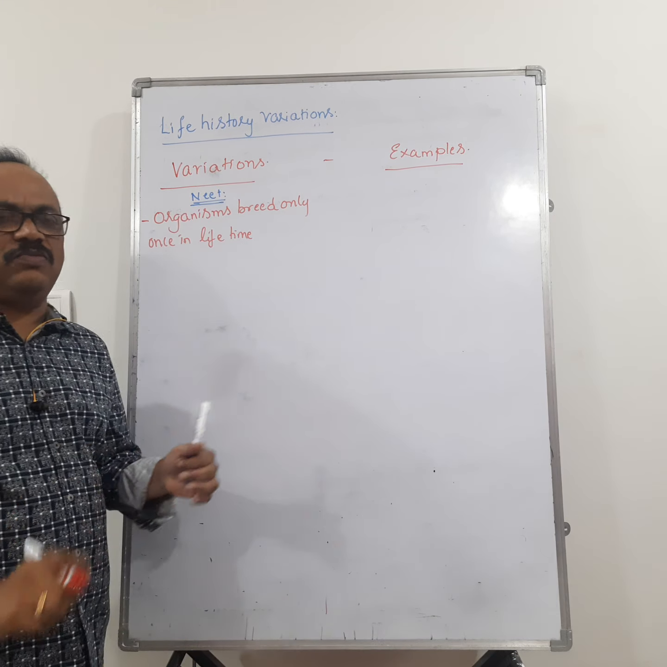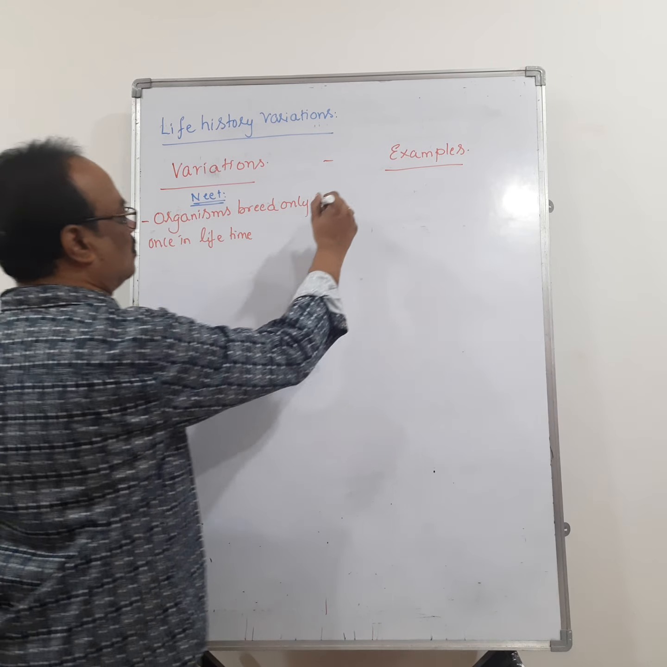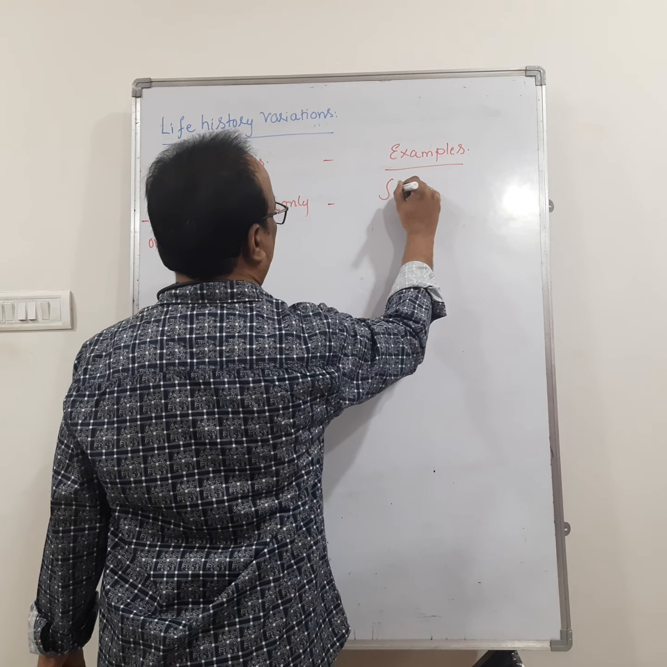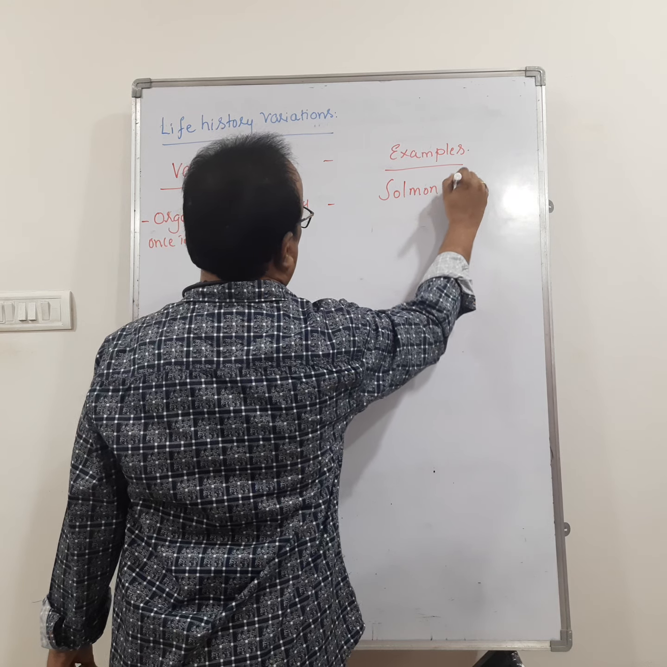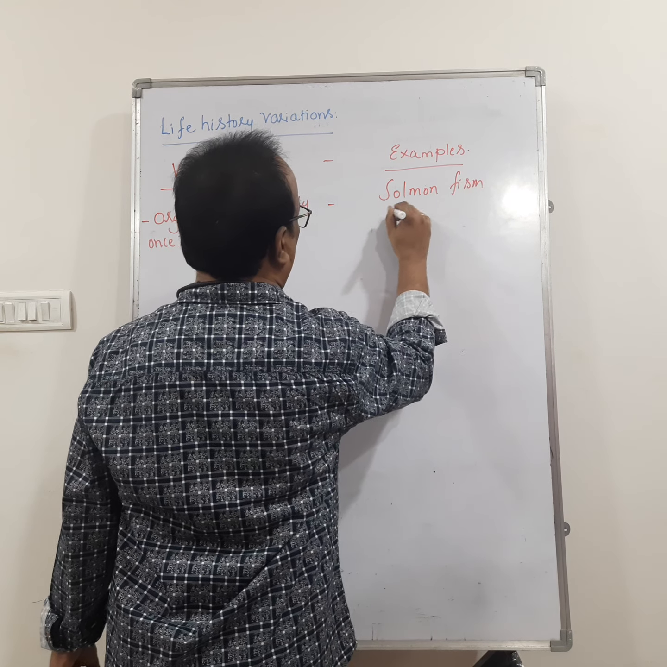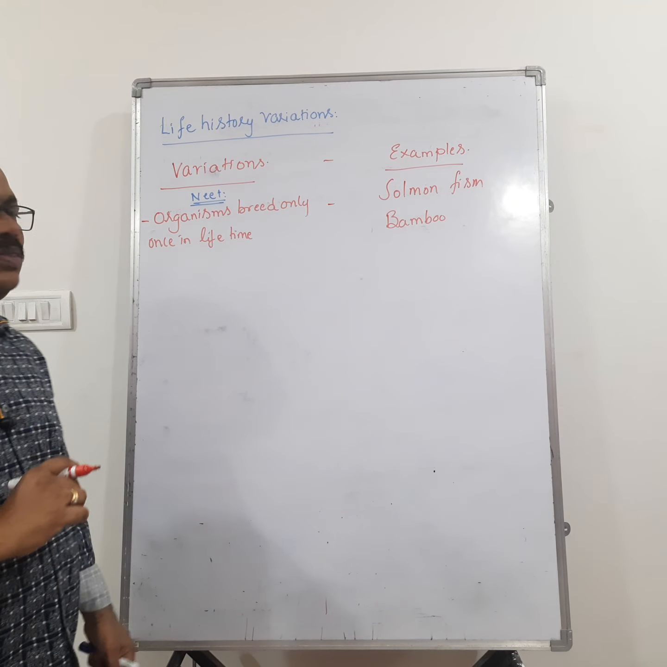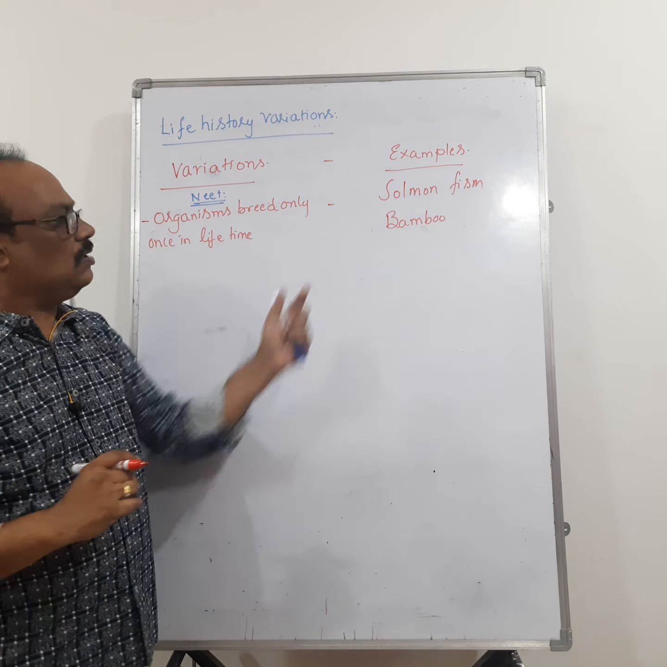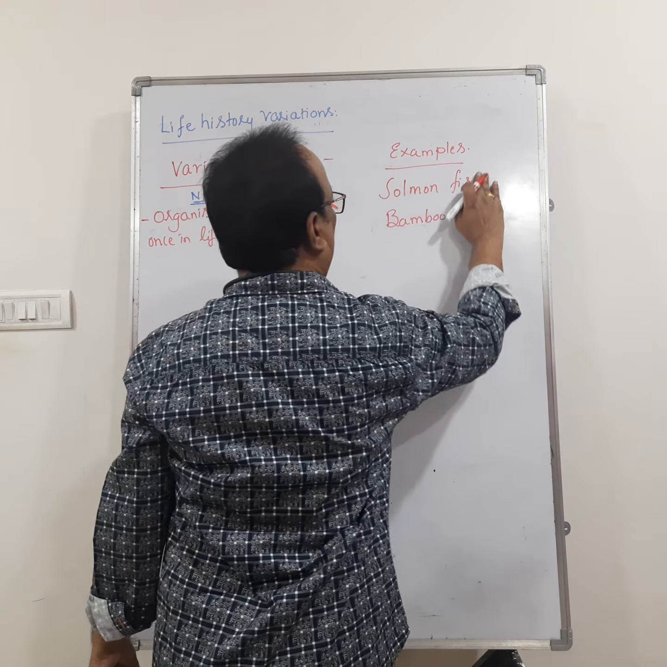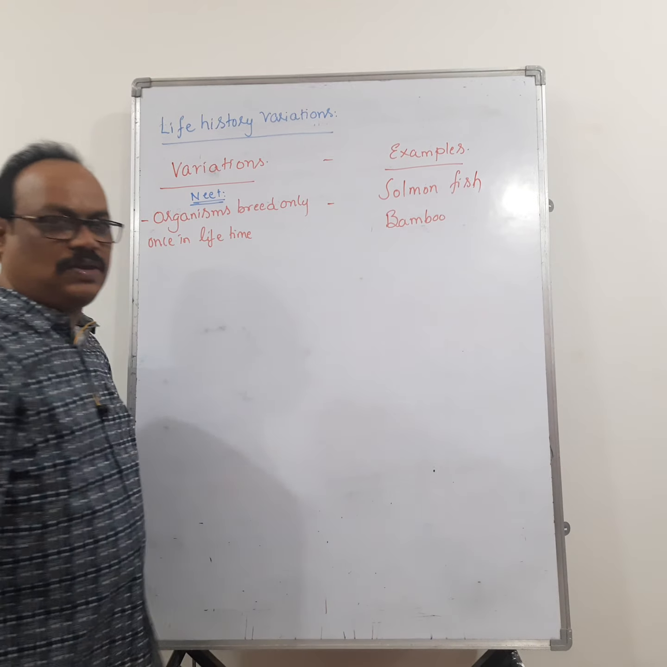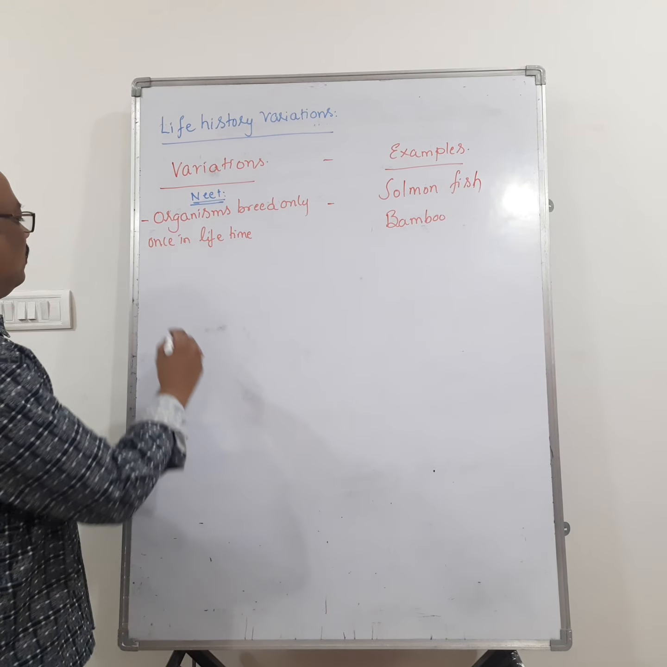So name the organisms which breed only once in lifetime: they are salmon fish and bamboo tree. So the bamboo plant and salmon fishes breed only once in their lifetime.